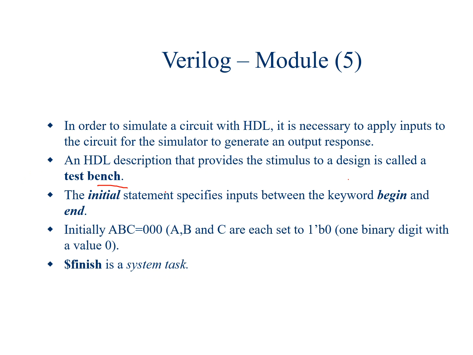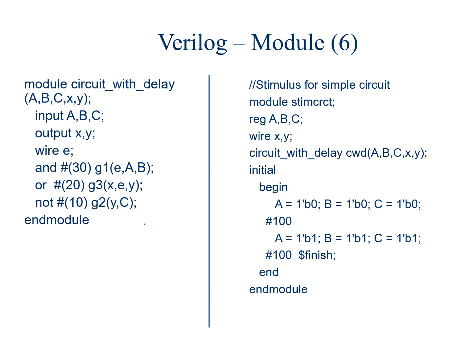The initial statement specifies the inputs between the keywords begin and end. Initially A, B, C is equal to 0, 0, 0 is given, and the system task ends with hash finish, that is dollar symbol finish. Okay, see here, this is your Verilog module and this is the stimulus for your simple circuit. This is actually a test bench circuit, in which you are giving your input to check or simulate this circuit. Okay, see here, module stim circuit.